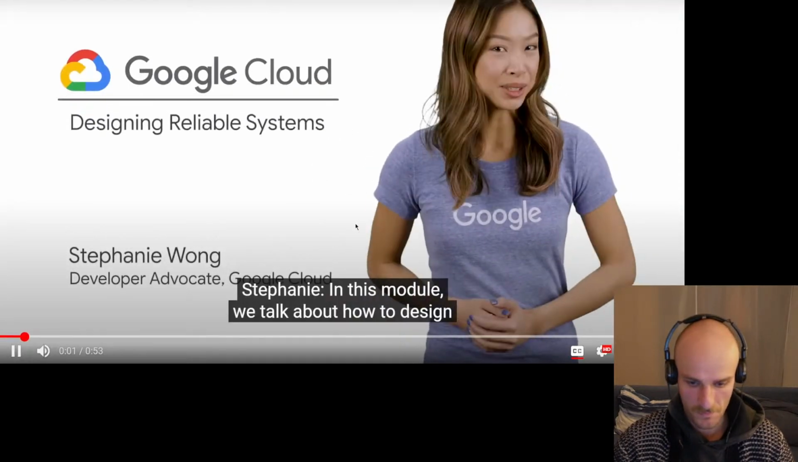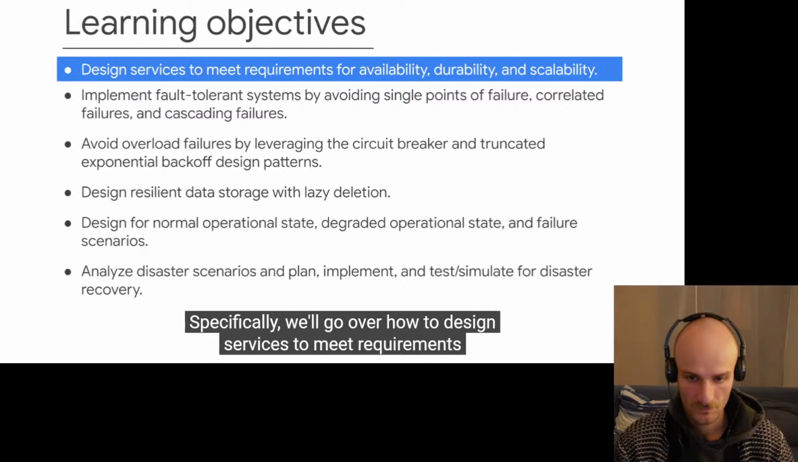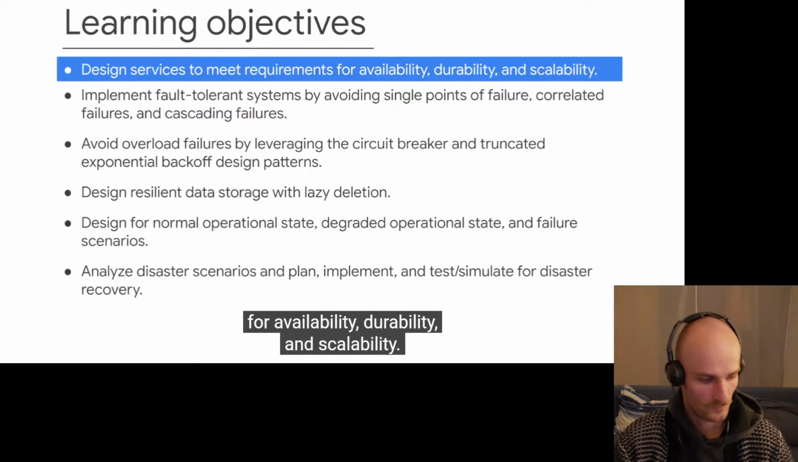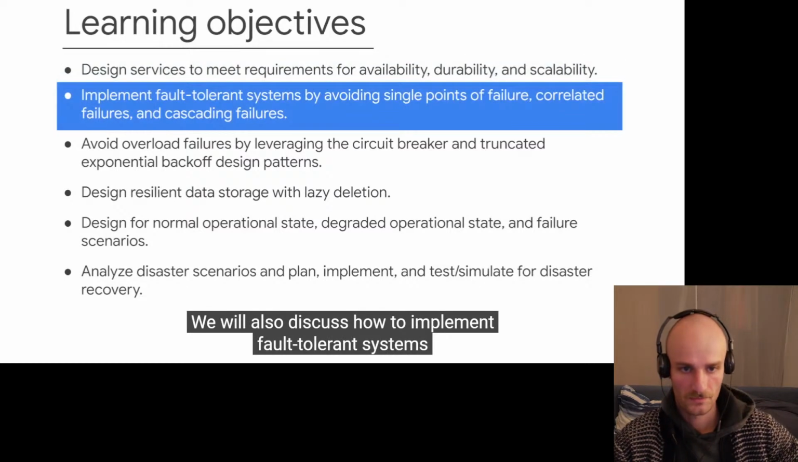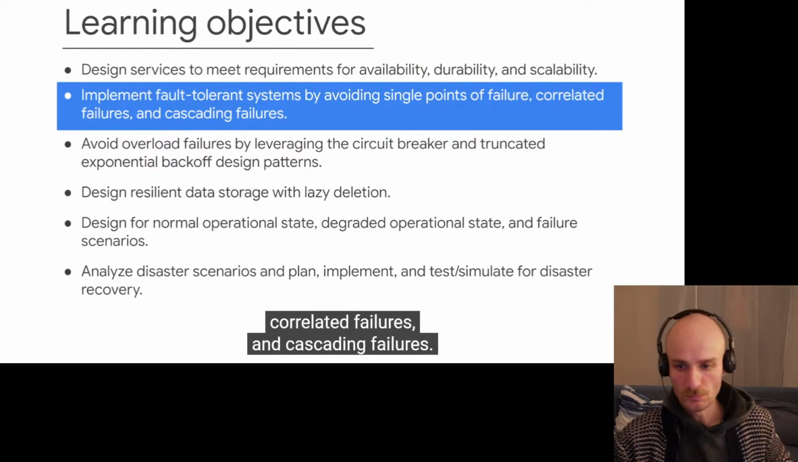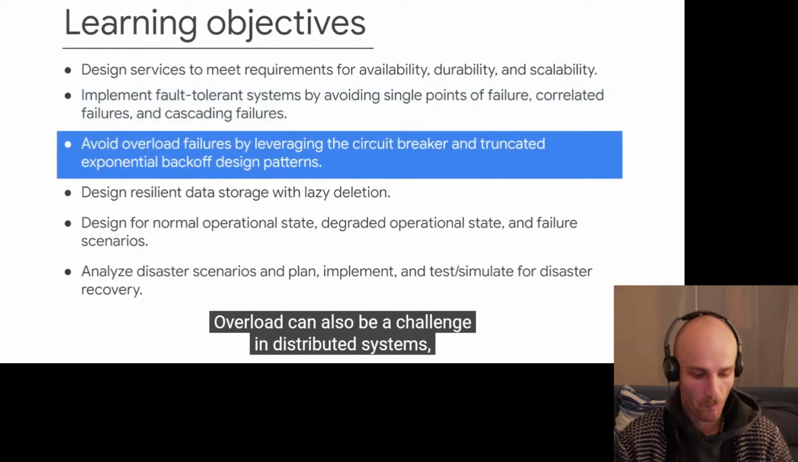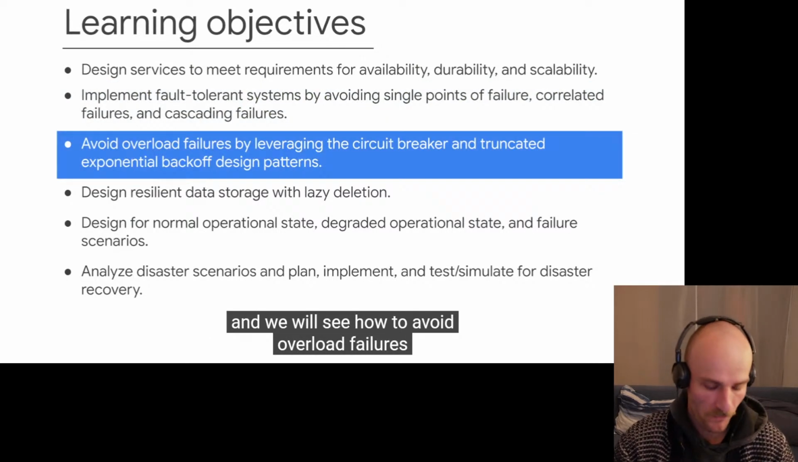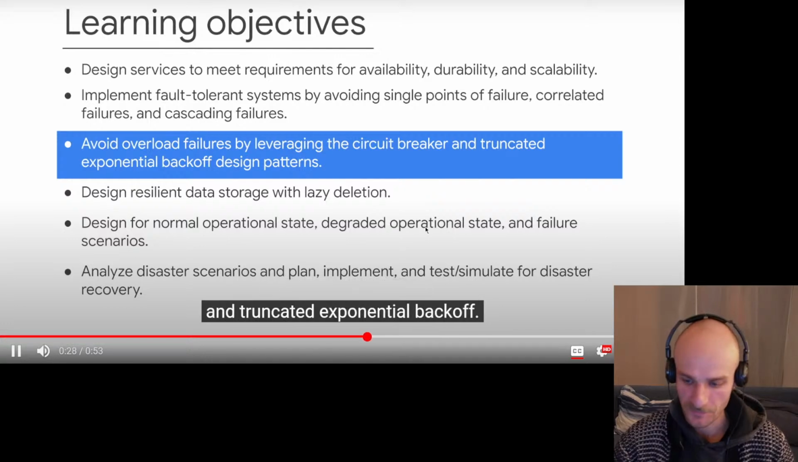In this module, we talk about how to design reliable systems. Specifically, we'll go over how to design services to meet requirements for availability, durability, and scalability. We will also discuss how to implement fault-tolerant systems by avoiding single points of failure, correlated failures, and cascading failures. Overload can also be a challenge in distributed systems, and we will see how to avoid overload failures by using design patterns such as a circuit breaker and truncated exponential backoff.